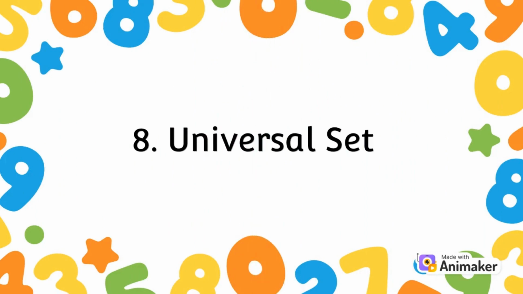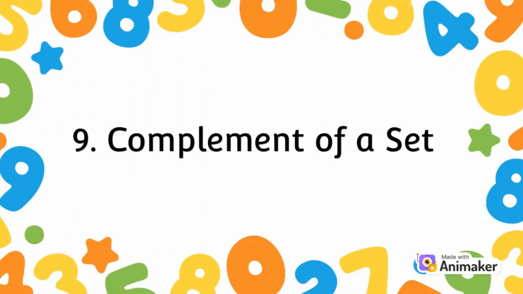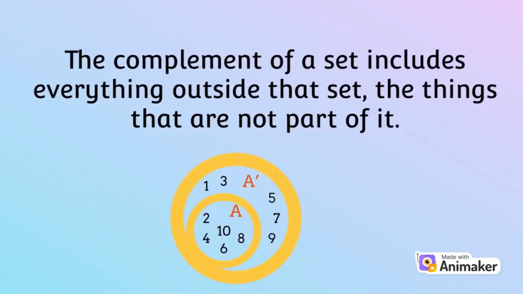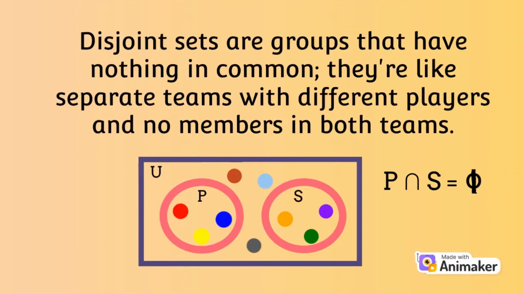Number 8, universal set. The universal set is like a big box that contains everything we're looking at in a particular situation. Number 9, complement of a set. The complement of a set includes everything outside that set, the things that are not part of it. Number 10, disjoint set. Disjoint sets are groups that have nothing in common. They're like separate teams with different players and no members in both teams.